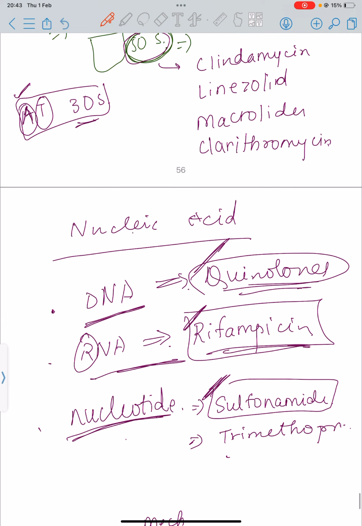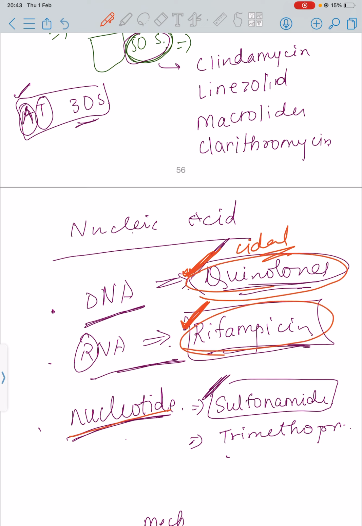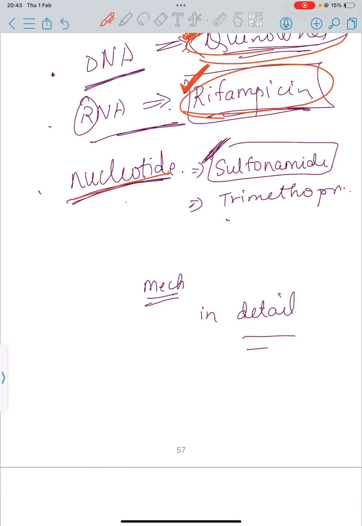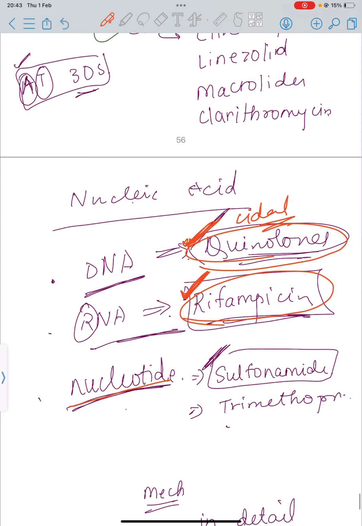And then nucleic acid synthesis inhibitors. Quinolones, DNA, RNA, the ones which affect DNA and RNA, they are cidal. And the one affecting nucleotide, it is just one base pair, right? So they are static. So quinolones and rifampicin are cidal and nucleotide inhibitors are static. Clear? So I gave you one easy way to remember also. We'll talk about the mechanism of nucleic acid synthesis inhibitors in detail in subsequent lectures.